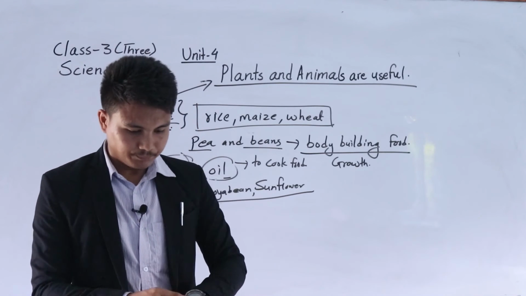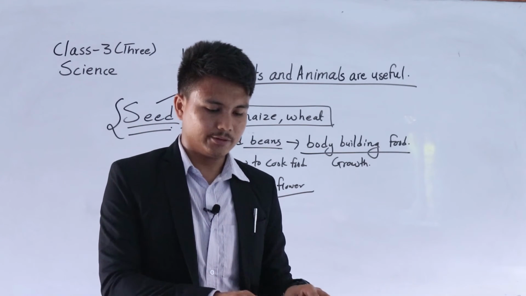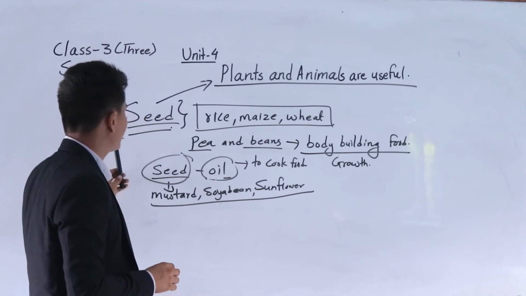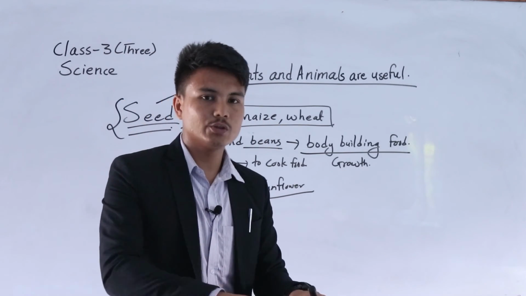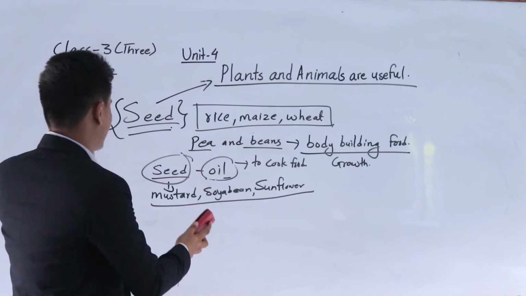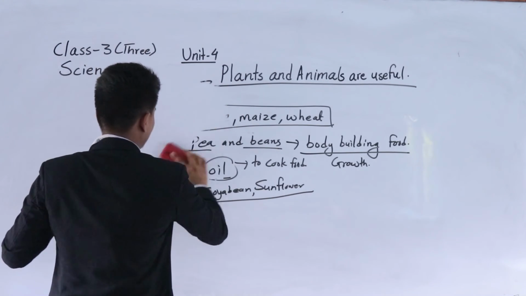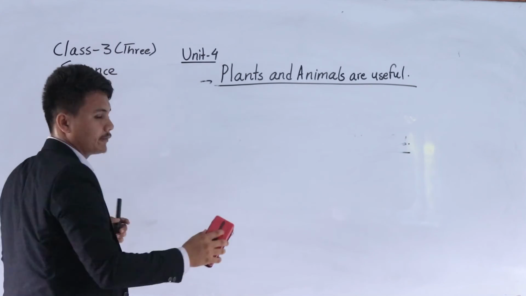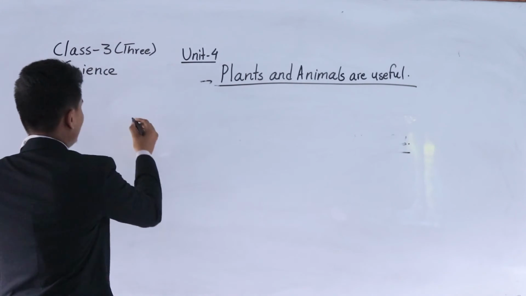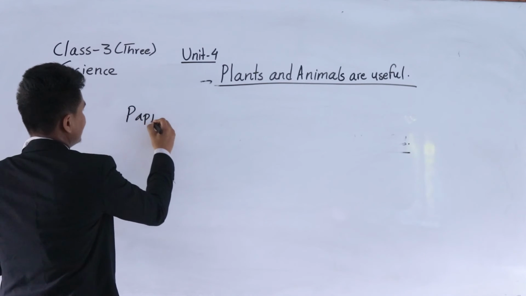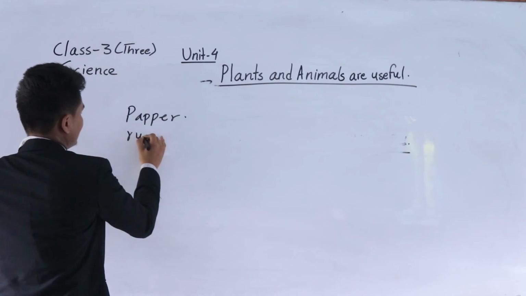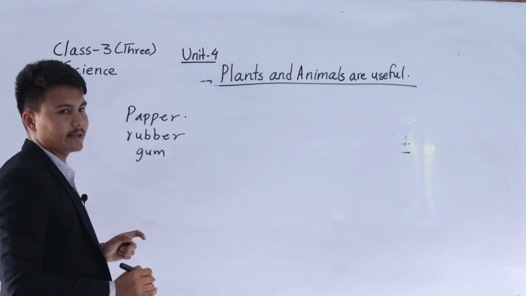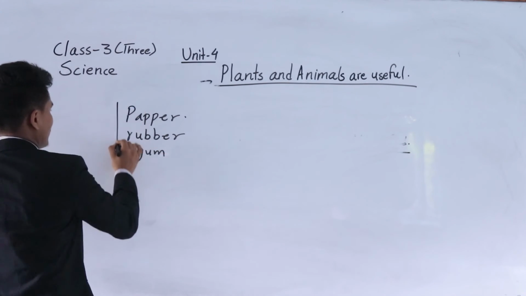Let's move on to another topic. That is, plants are not only used for food. They are also used for many purposes. For example, we can make paper from plants. Paper, rubber, gum, etc. are all plant products.